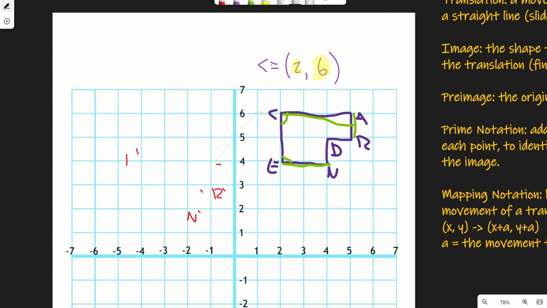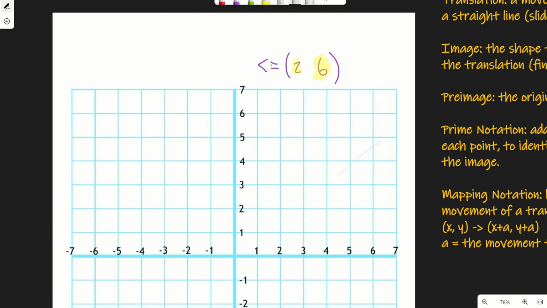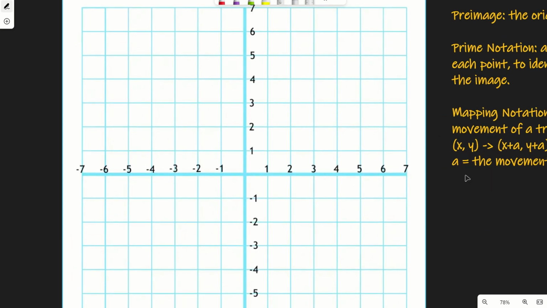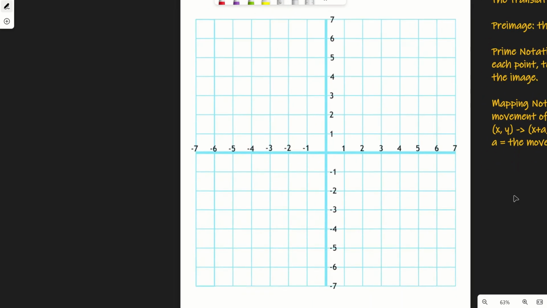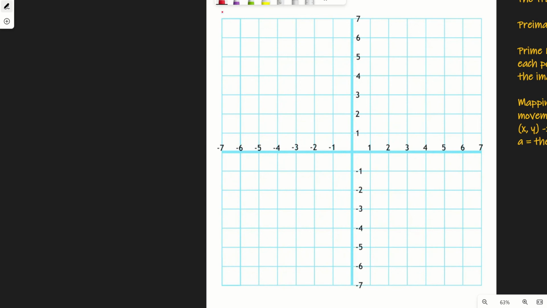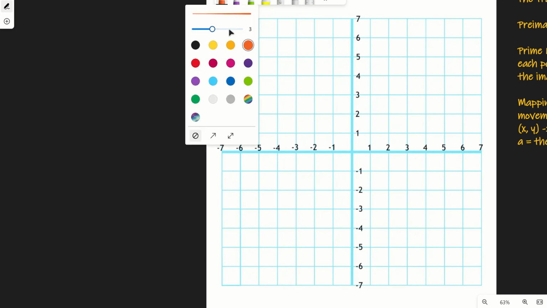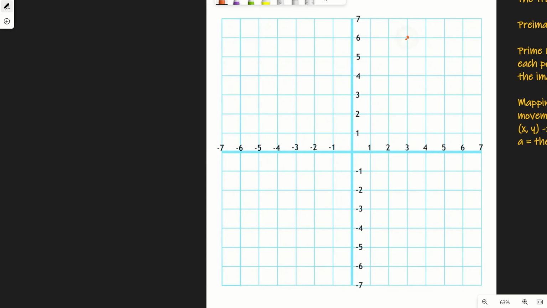Okay, a lot of information to be had here. Let's put a little bit of this into some practice and see where we are at. So let me get this nice little graph right here. Let me graph you a shape. We'll go with an orange. We'll say I have a point here, a point here, and a point here. Okay, there's my triangle that I've created.